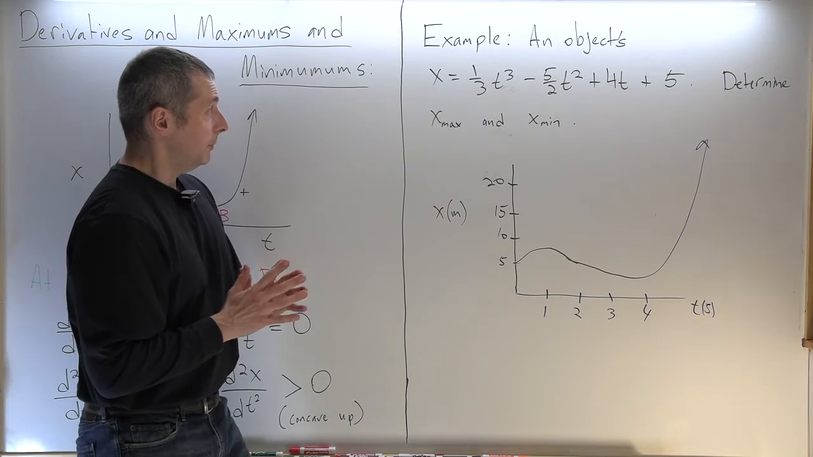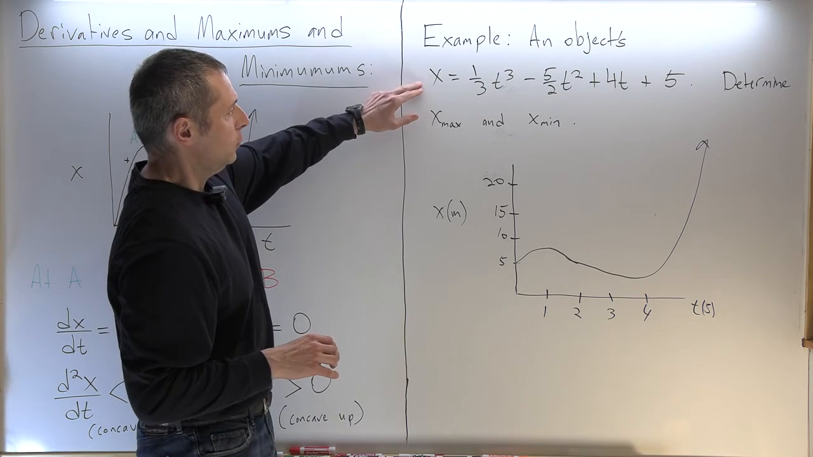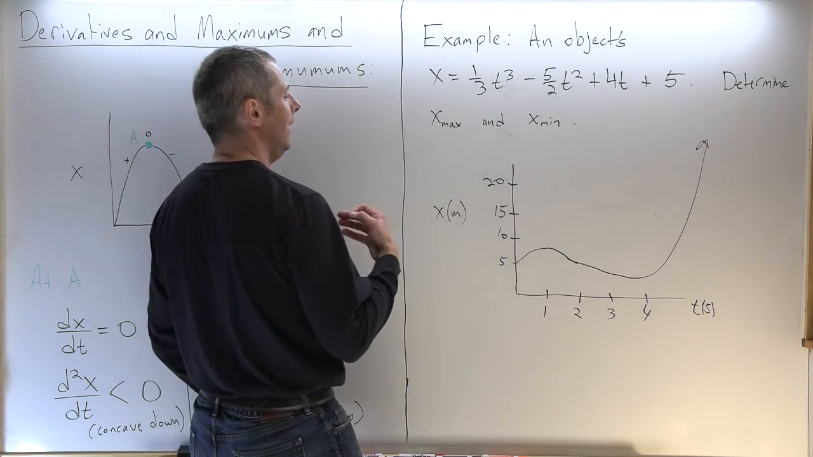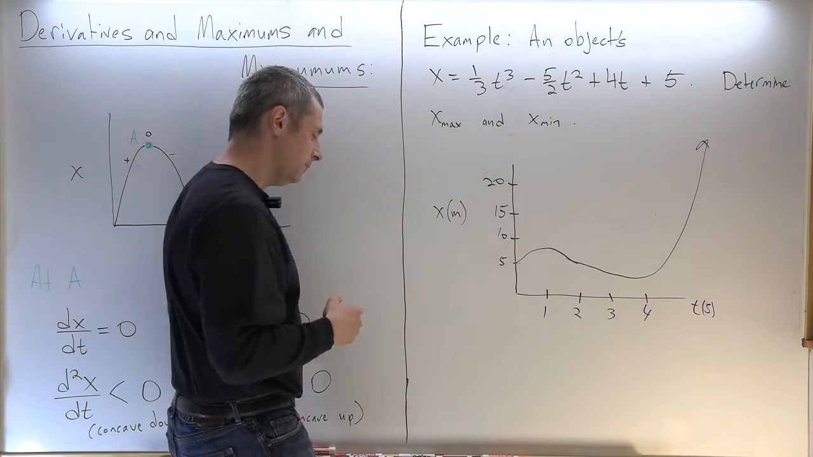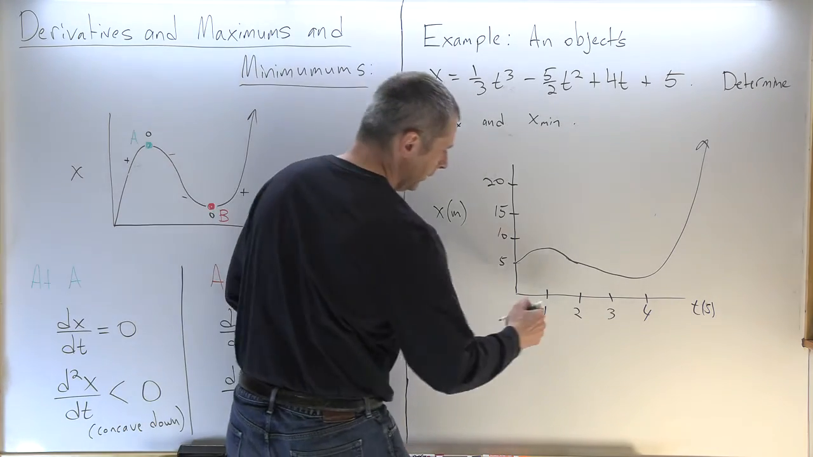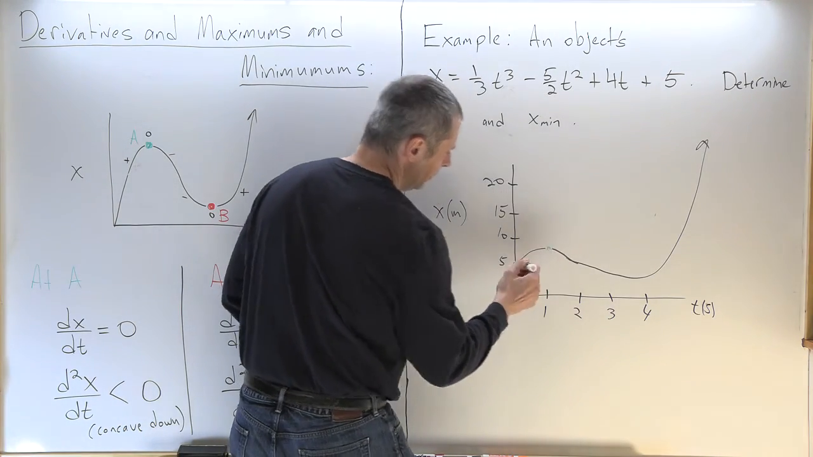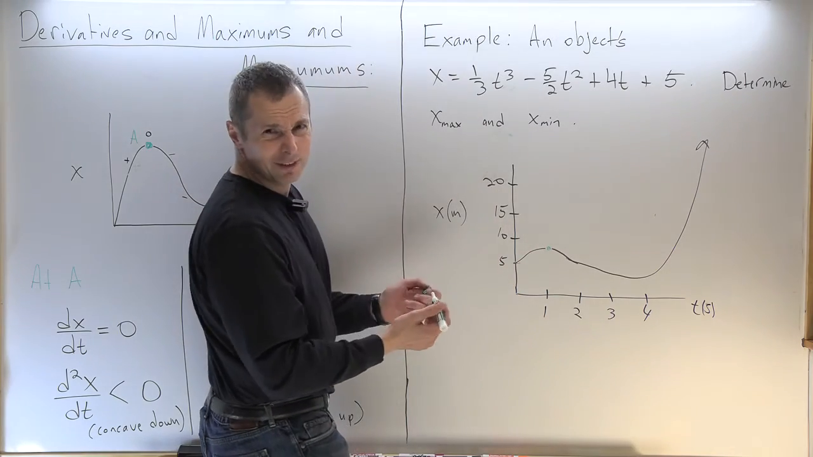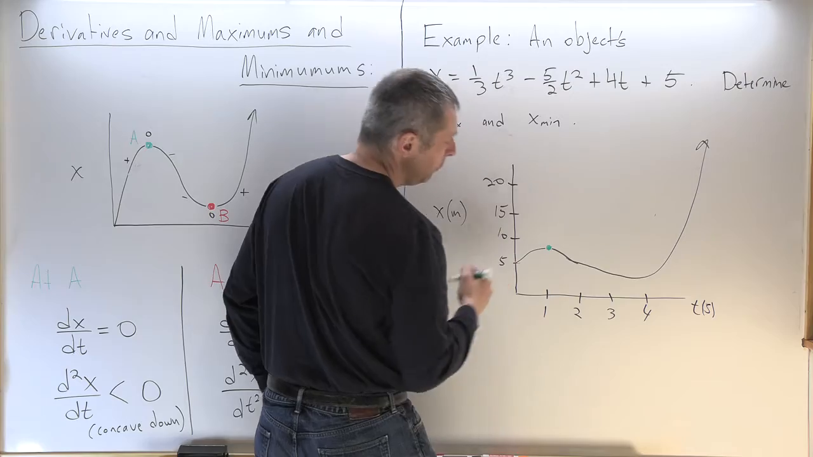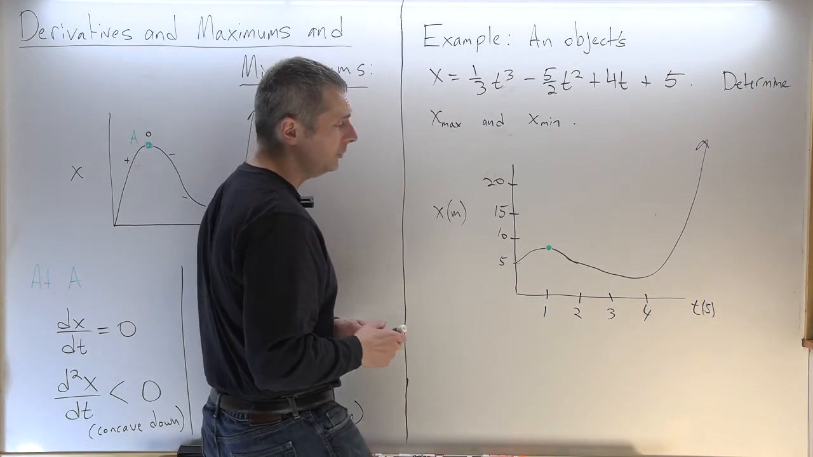Okay, here's the example. An object's x-coordinate is given by this function, this polynomial. Determine x max and x min. Well, one crude way would be to just go on the graph here and say, okay, the maximum looks like, I don't know, 7 or 8, right? But that's not very precise. And maybe it's at 1 second, but maybe it's at 1.1. We're not sure, but it's close to there.